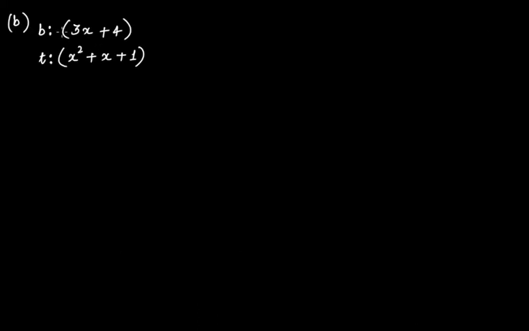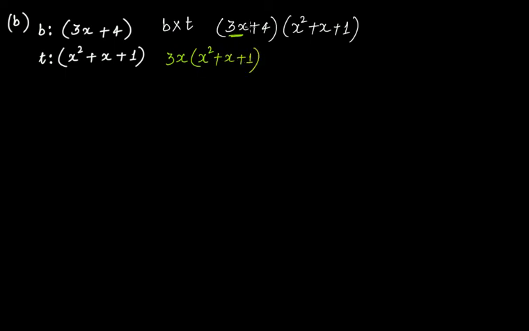Here we have again a binomial, that is 3x plus 4, and a trinomial, that is x squared plus x plus 1. You have to find b multiplied by t. So b multiplied by t means what? 3x plus 4, this is x squared plus x plus 1. Now you take this term, that is 3x, and multiply this with x squared plus x plus 1, then you have this plus sign here, right? Plus, then take this 4 and multiply it by x squared plus x plus 1.